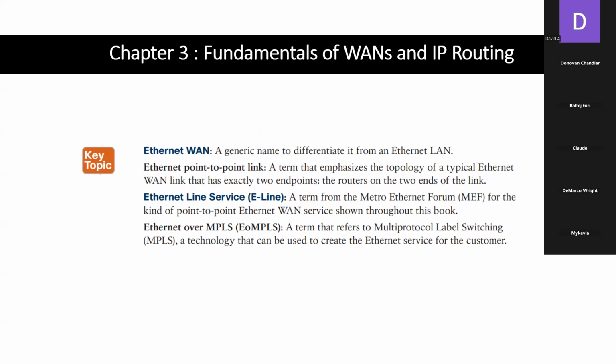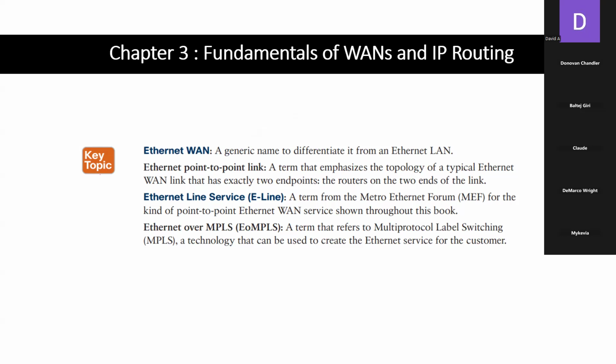The CCNA describes what I just said with these two main overarching services, but in total, the different types of links. So, key topic here, pay attention. Ethernet WAN is a generic name to differentiate it from an Ethernet LAN. Ethernet point-to-point link is a term that emphasizes the topology of a typical Ethernet WAN link that has exactly two endpoints, the routers on the two ends of the link.